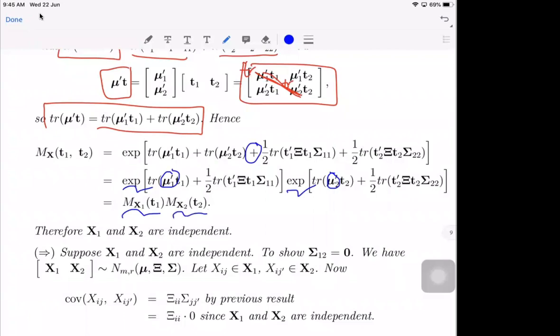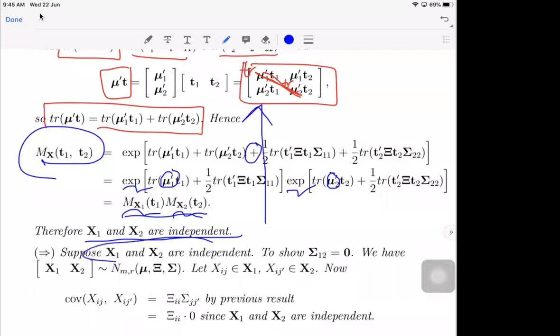So since you have written it as a product, okay, the moment generating function of x as a product of the marginals, then x1 and x2 are independent. Next, the other way around, you assume that they are independent. You have to show that sigma 1, 2 is 0.